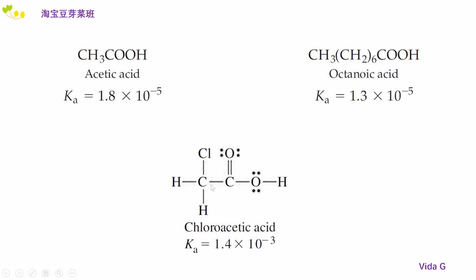But when we add a chlorine atom, in this case a chloride, to the adjacent carbon, since chloride is an electron withdrawing group, it withdraws the shared electron pair within the OH bond closer to the oxygen side, so the proton is more likely to lose. Therefore, the K value is bigger.